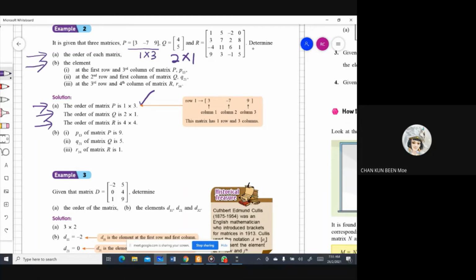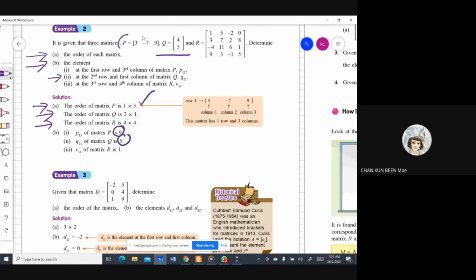The element in the first row and third column of matrix P. So you got to refer to matrix P. This is matrix P. First row, this is the only one row. Third column, so P13. P13 equal to 9. And then for the second part, the second row and first column of matrix Q. Now we are going to refer to your matrix Q. They want Q21. First row, second row, 2, 1. So the answer is 5.